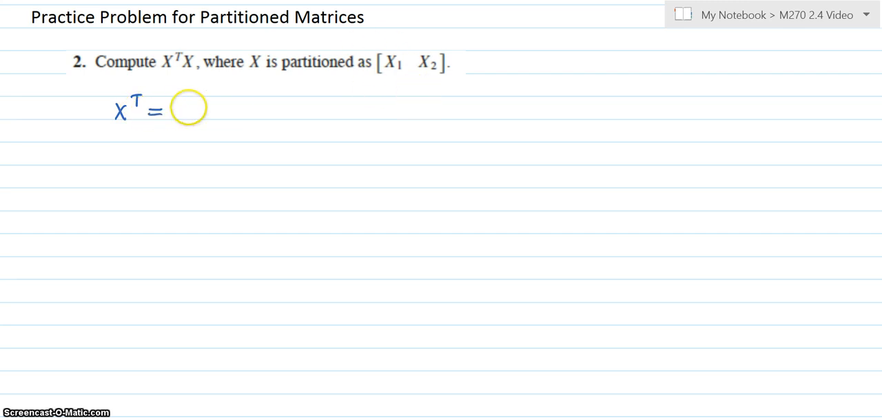Well, you do have to be careful with transposes as well. Yes, the rows become the columns and the columns become the rows, but each one of these also has to be transposed. So not only do you have to transpose the partition, but you've got to transpose each one. We don't know what those are, so we're just going to leave it like that. So what they would like us to do, therefore, if I have this times x, that's going to be what?